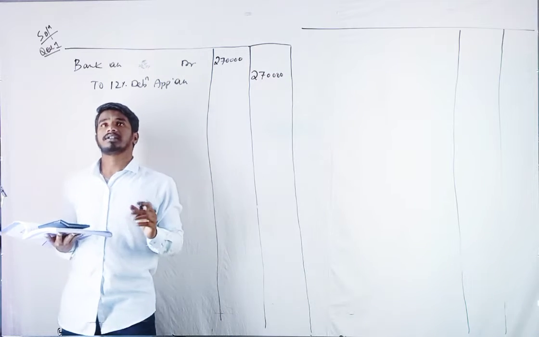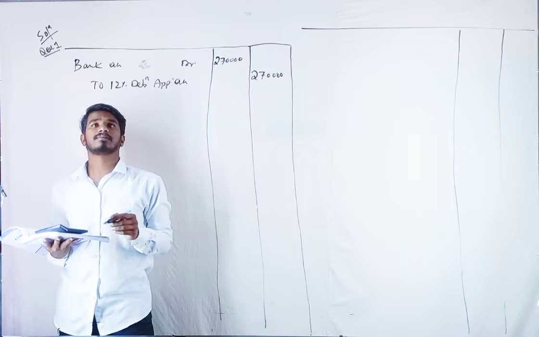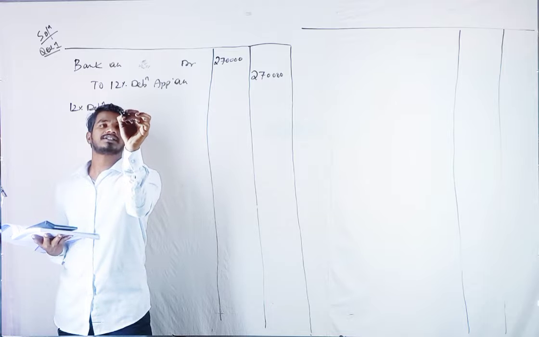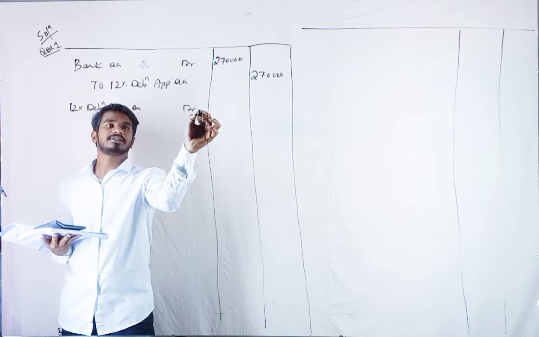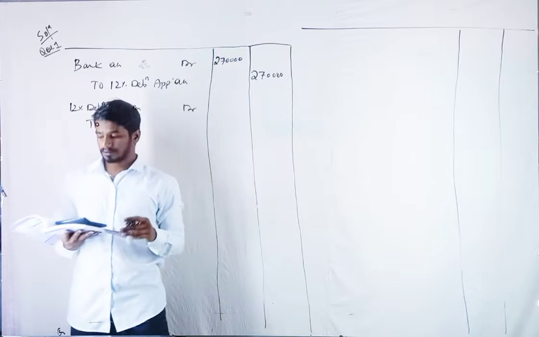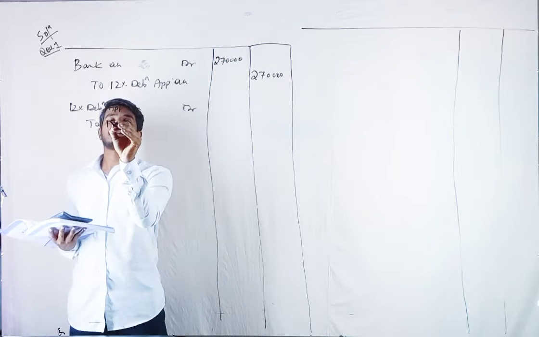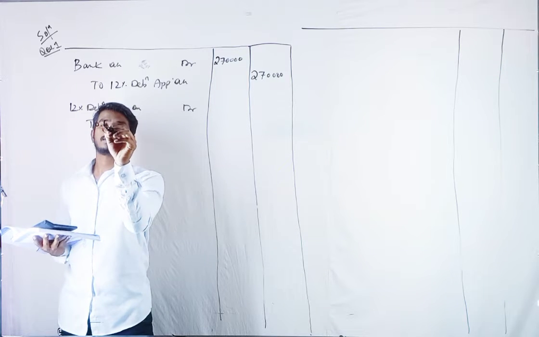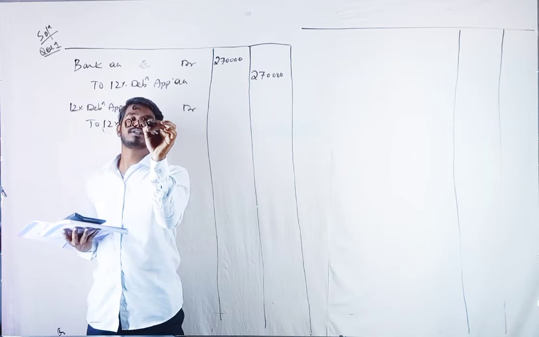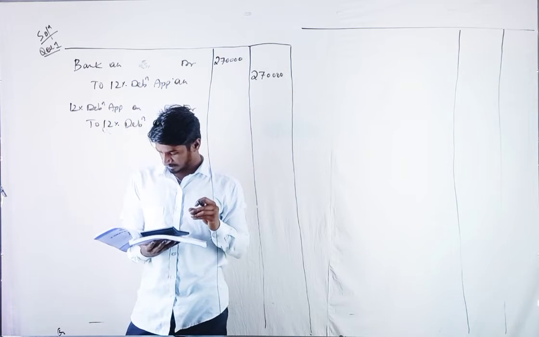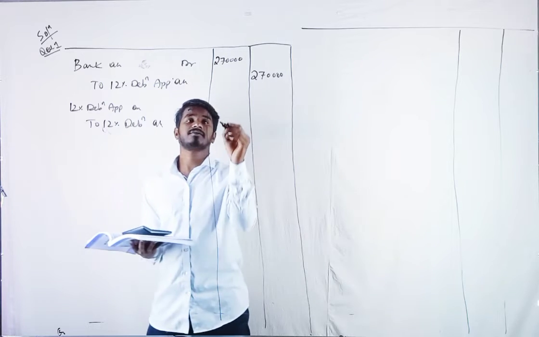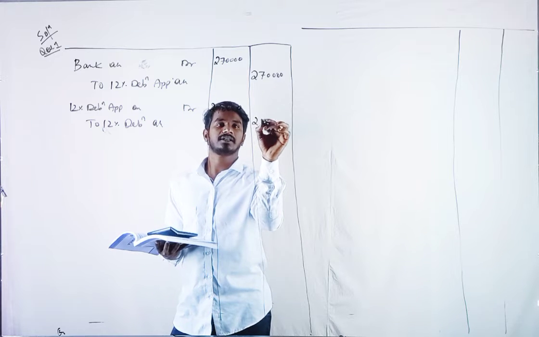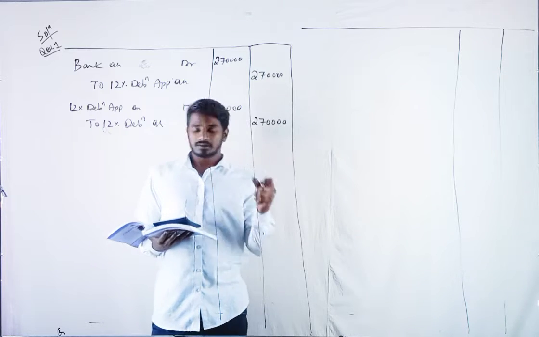Is that right? Yes. Next, we will transfer it to the debenture account. 12% debenture application account debit to 12% debenture account. How much? The same, 2,70,000.